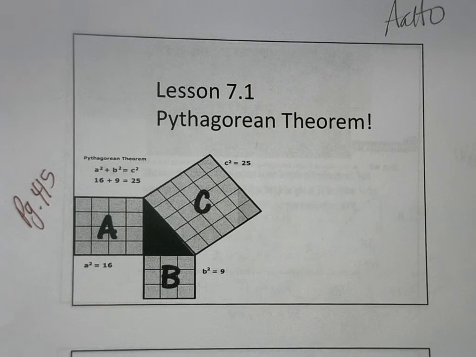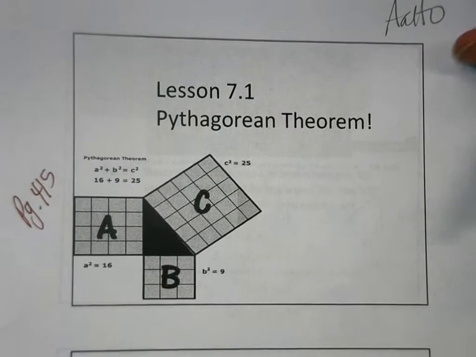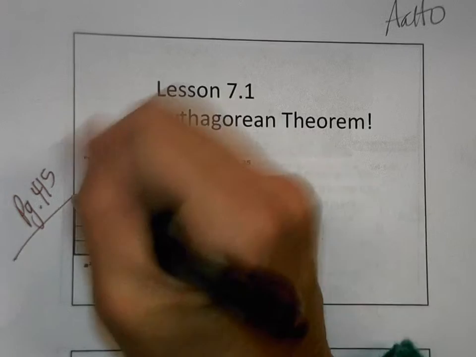Math 2, Unit 7.1. Today we're talking about the Pythagorean theorem. You should be on page 415.